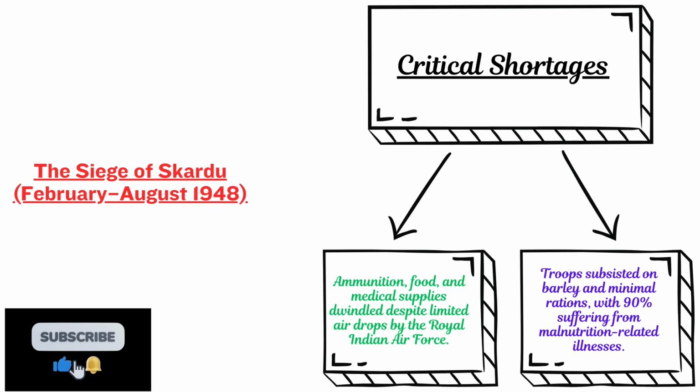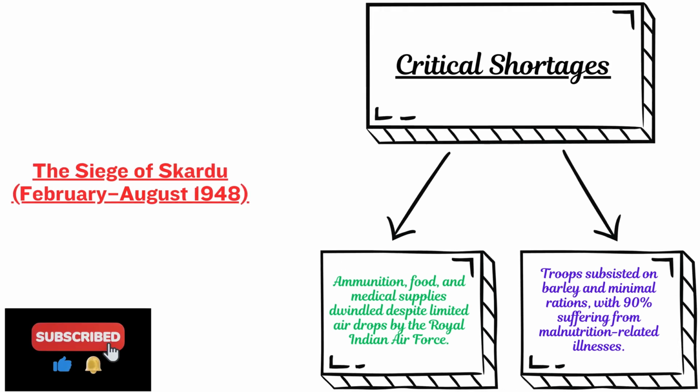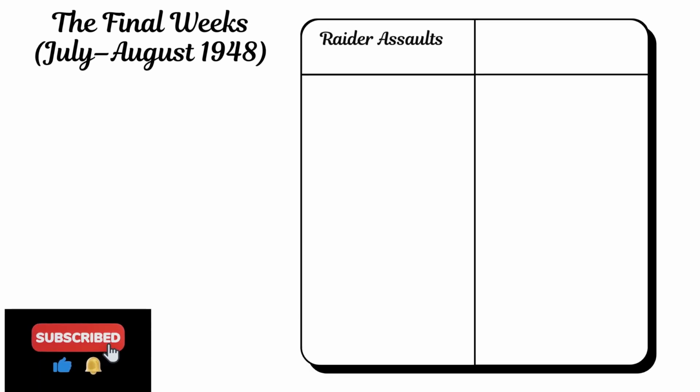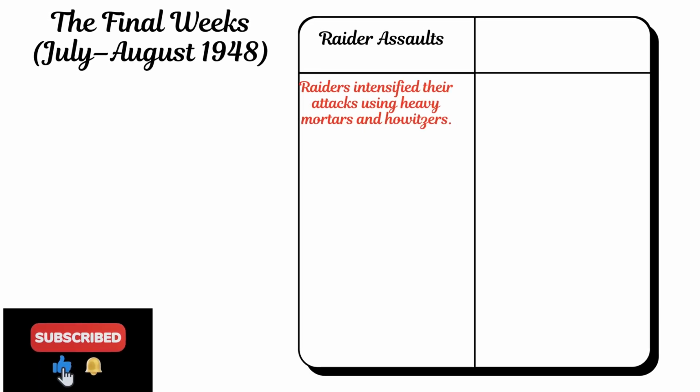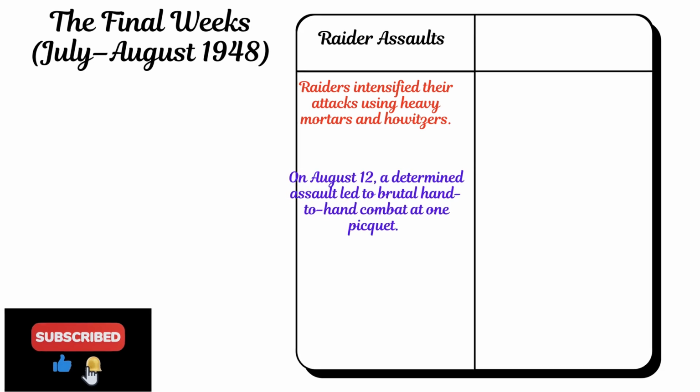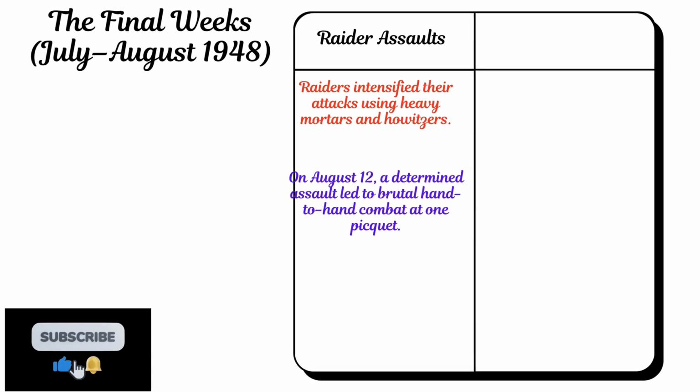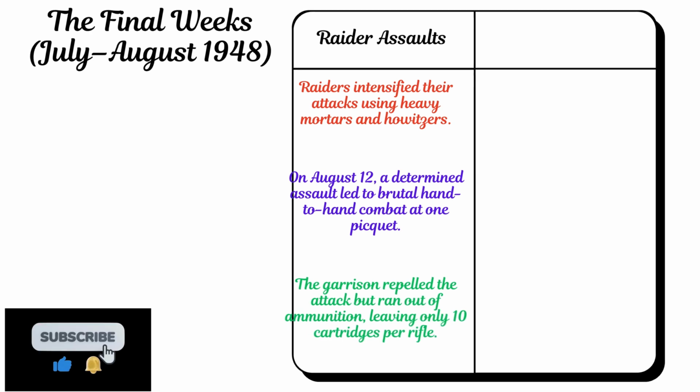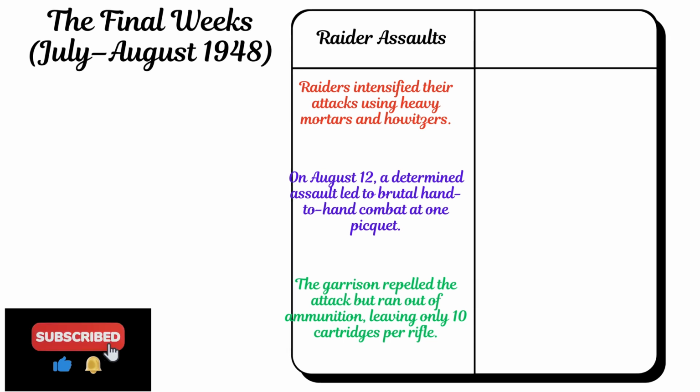Dosto, as we move into the final weeks of the siege of Skardu, July-August 1948, the situation for the defenders became even more desperate. The raiders intensified their attacks, bombarding the garrison with heavy mortars and howitzers, weakening their defenses day by day. On 12th August, the raiders launched a ferocious assault on one of the pickets, leading to brutal hand-to-hand combat. Despite being outnumbered and under-equipped, the garrison fought back with extraordinary courage and managed to repel the attack.